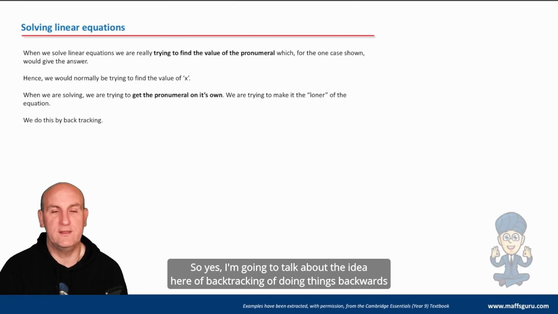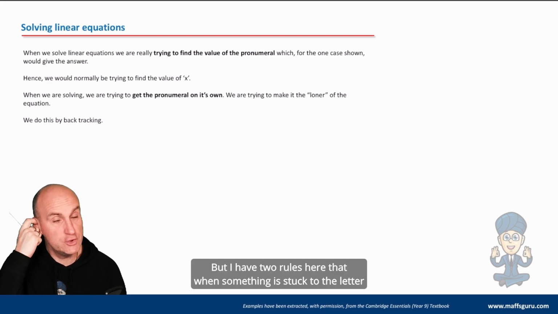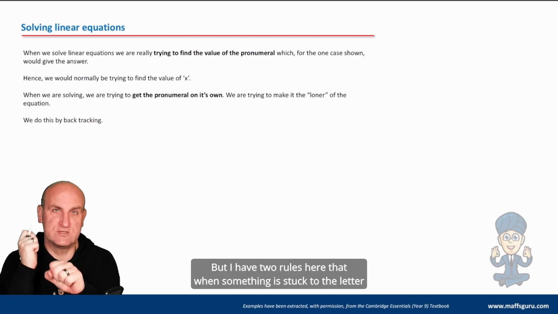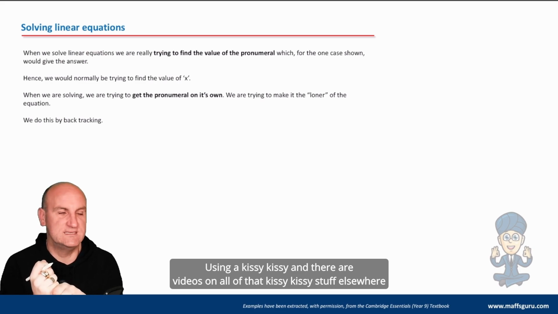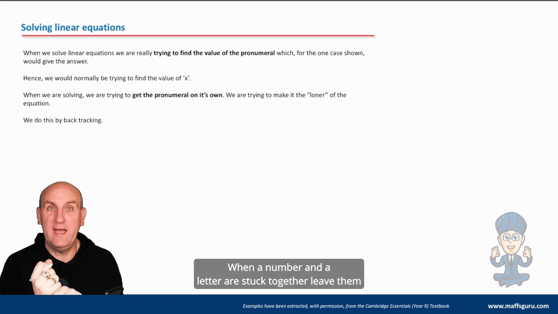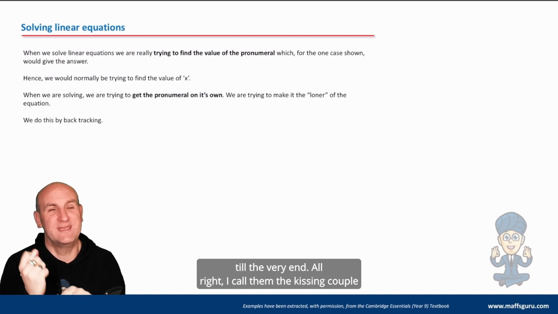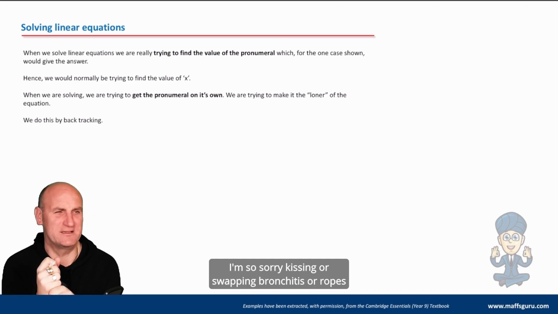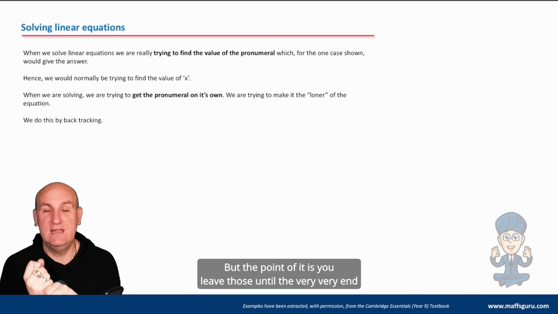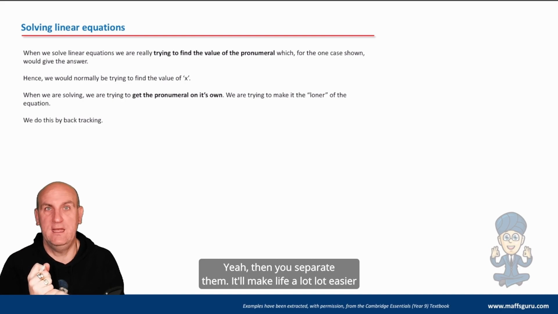So, yes, I'm going to talk about the idea here of backtracking, of doing things backwards. But I have 2 rules here, that when something is stuck to the letter using a kissy, and there are videos on all of that kissy stuff elsewhere, when a number and a letter are stuck together, leave them till the very end, all right? I call them the kissing couple. The point of it is, you leave those until the very end. Yeah, then you separate them. It'll make life a lot easier.